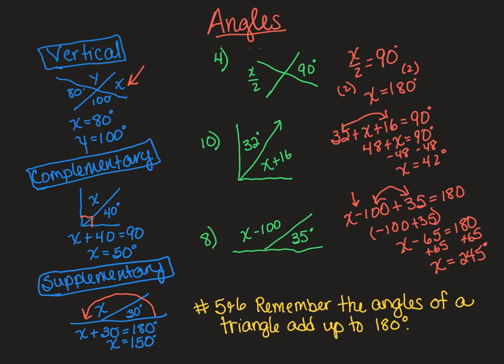On 5 and 6, please remember that those are triangles. When we talked about this in class, the angles of a triangle add up to 180 degrees. In other words, if I take all of those 3 angle measurements and I add them up, they will equal 180 degrees. Okay, if you have any trouble, please contact me.